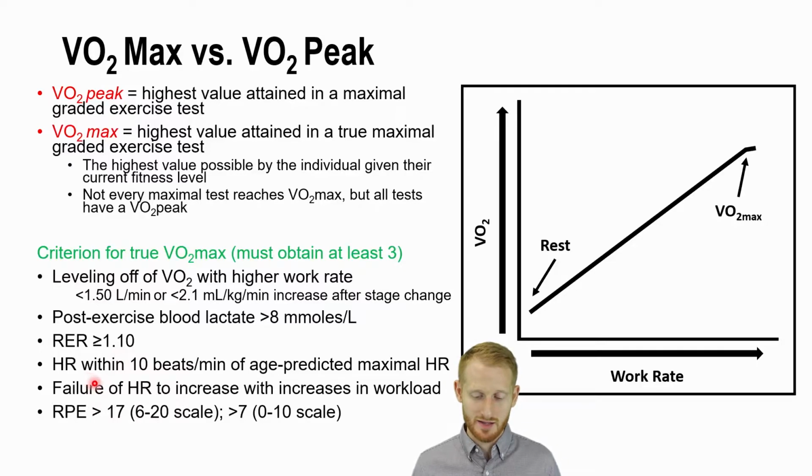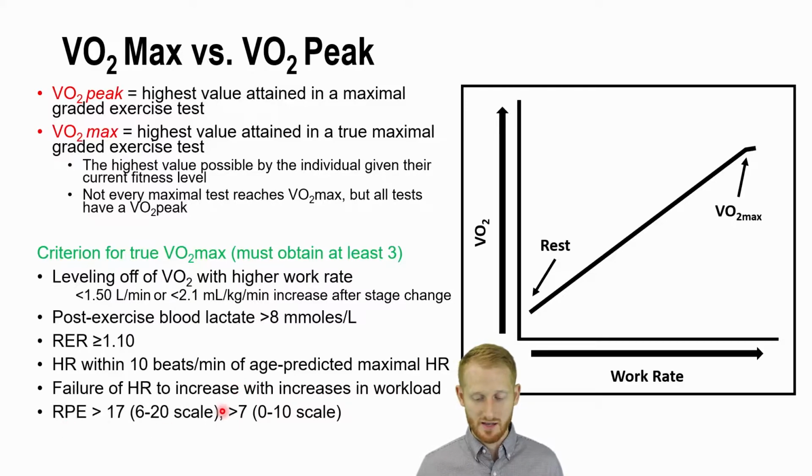Having a heart rate that reaches within 10 beats of your age predicted max heart rate. So you can do an age predicted max heart rate by just doing 220 minus your age. So if you're 20 years old, 220 minus 20 equals 200. Your maximal heart rate is probably somewhere around 200 beats per minute.